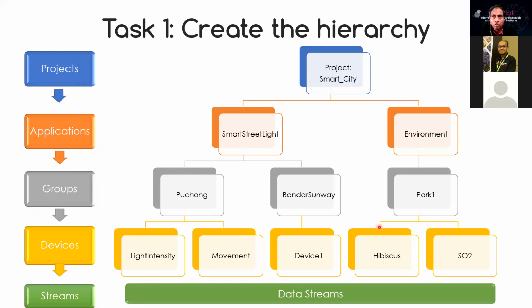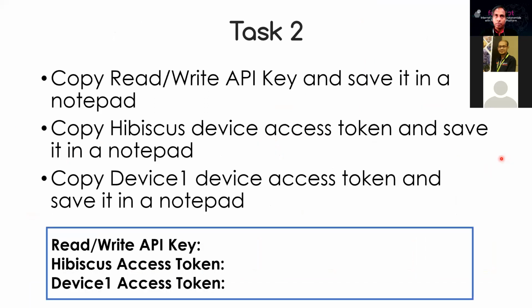So that's the first task. I think almost all completed. The second task is, you need to do this. Copy the read-write API key because we will be using this continuously. I just want you to copy it first and save it in a notepad or in a Word document. There are 3 things that you need to copy. One is the read-write API key, and you can save it in a notepad, the same place, all 3 like this.